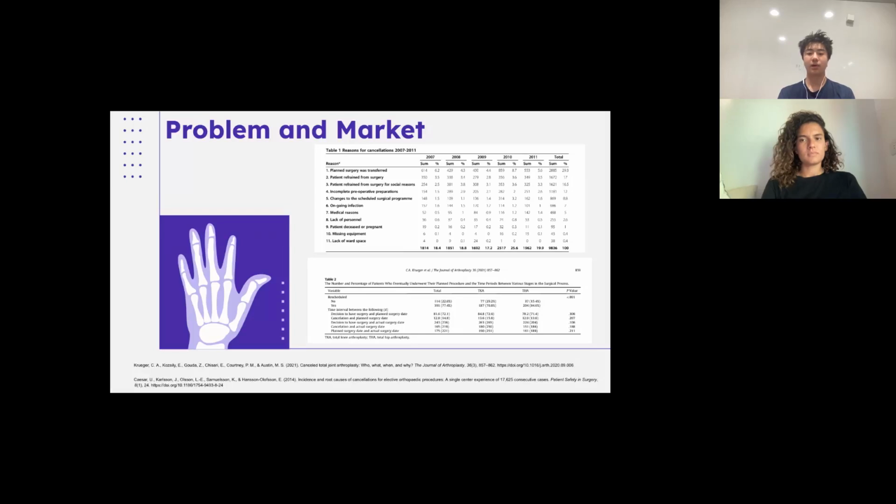So according to Kruger et al., patient-initiated cancellations accounted for about 34.3% of all cancellations in a 505 total joint replacement set. And so my product would basically significantly help healthcare system managers and surgeons.